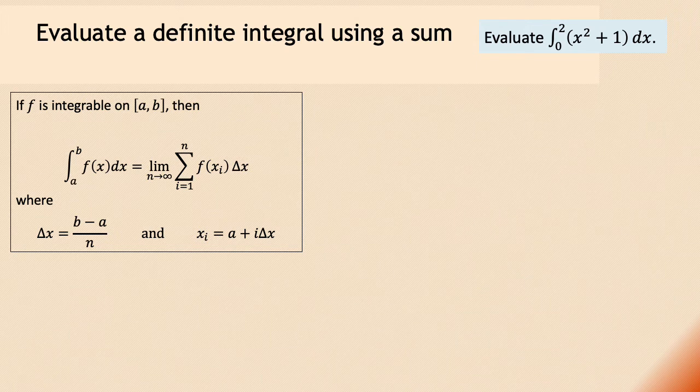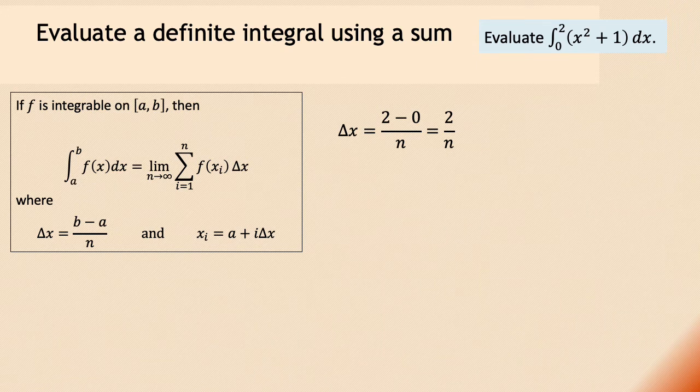So first of all, we need to know delta x. We need to know the width of each rectangle. And we have that handy dandy formula. Let's take the width of our interval, 2 minus 0 over n. So the width of each rectangle is 2 over n.